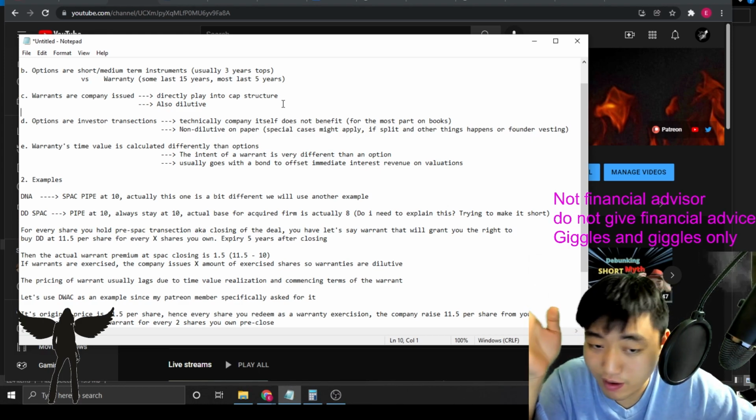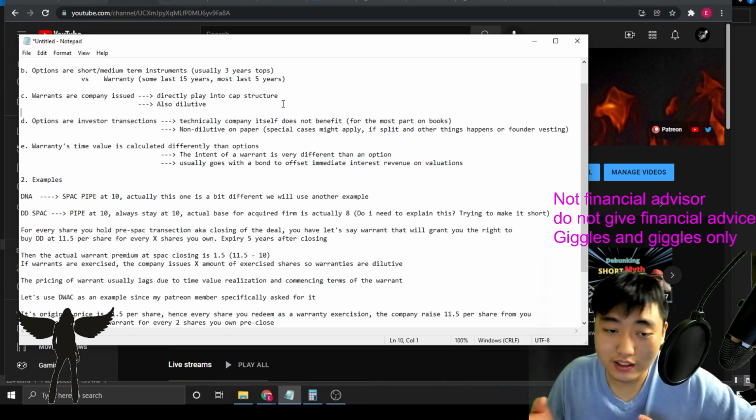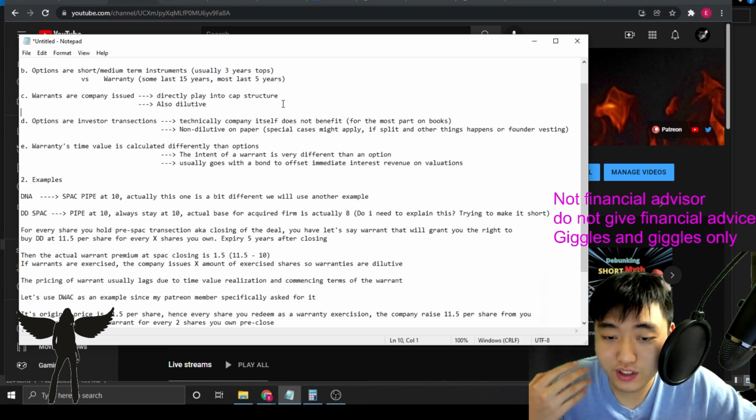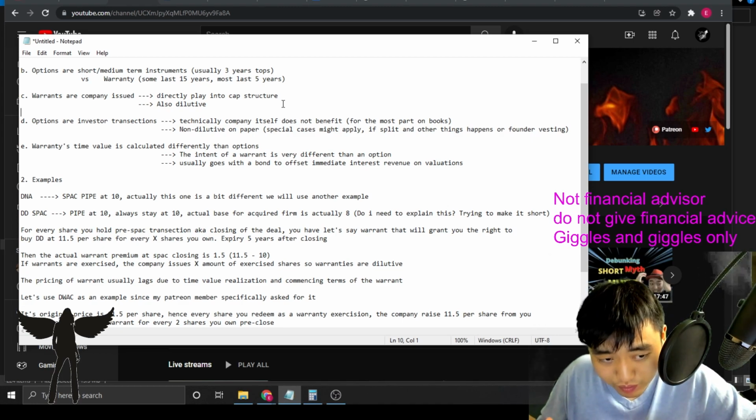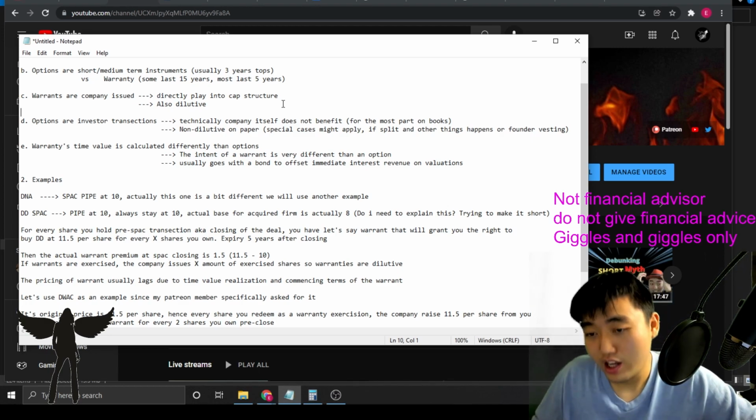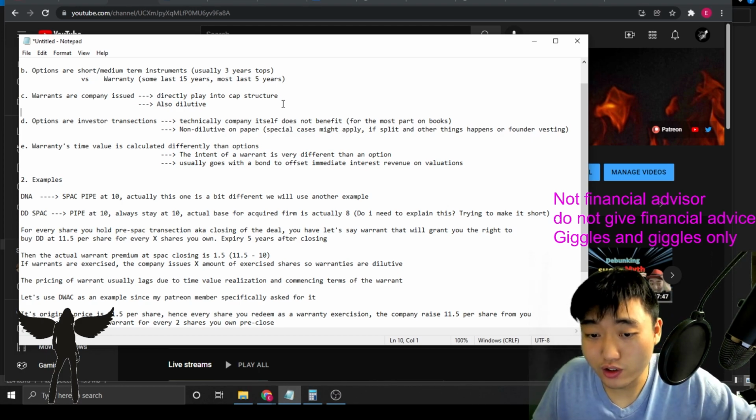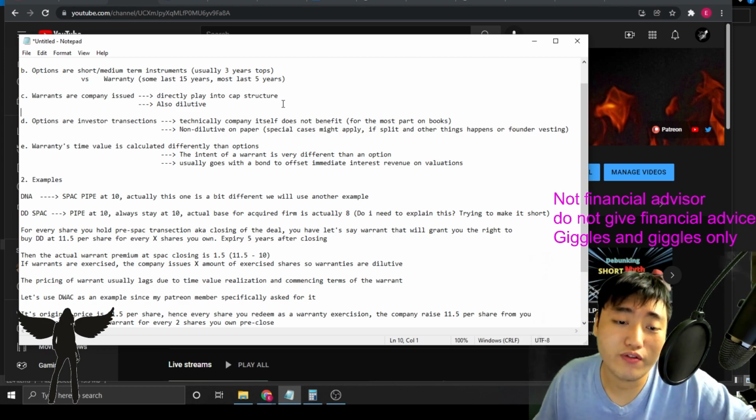How do you calculate that? 11.5 minus $10, okay? And if warrants are exercised, the company, which is my company, DD's company, will issue X amount of exercised shares, so warrants are basically dilutive. What does that mean? Let's just say you own 1,000 shares of DD at $10 pre-SPAC, and then after SPAC, because we're doing a 1-to-1 warrant conversion rate, you can buy up to 1,000 shares of DD after the merger closes at $11.5, okay?